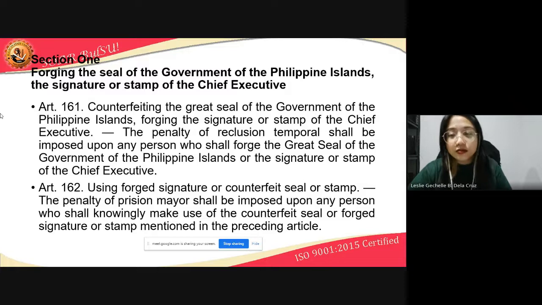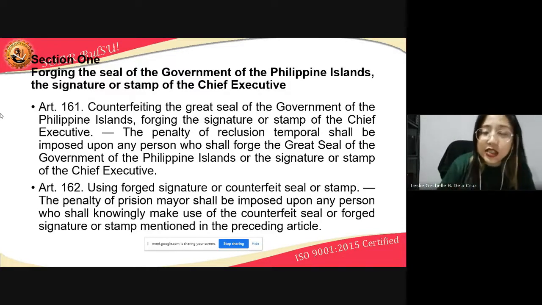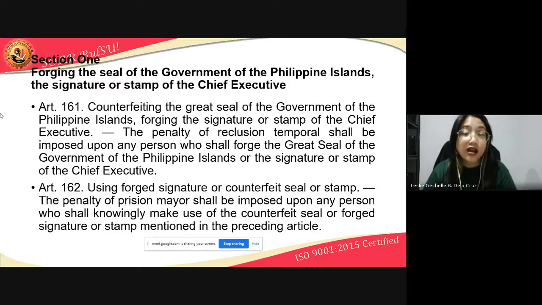article. Anong kaibahan? Sa Article 161, kinounterfeit mo lang. Kinopya mo. Gumawa ka ng kopya ng seal ng government ng Philippines or gumawa ka ng kopya ng signature or ng stamp ng presidente. Sa 162, ginamit mo yun. Nakuha nyo yung kaibahan. Sa 161, ginawa mo lang yung counterfeit. Sa 162, ginamit mo na siya. In-apply mo na siya sa mga documents. Okay.